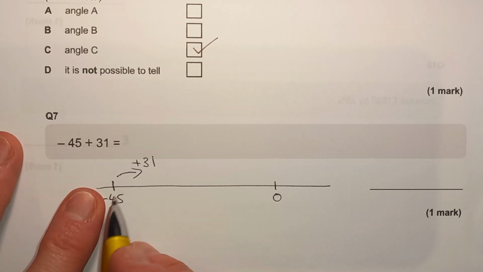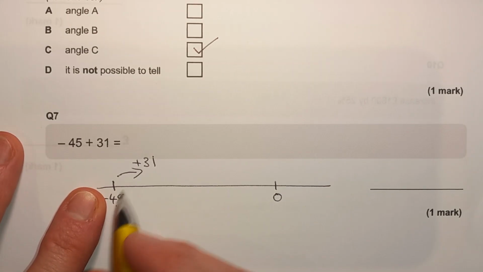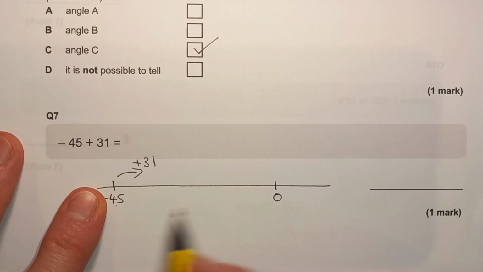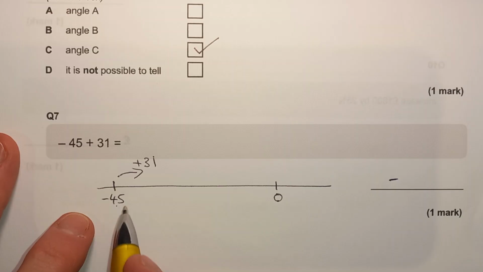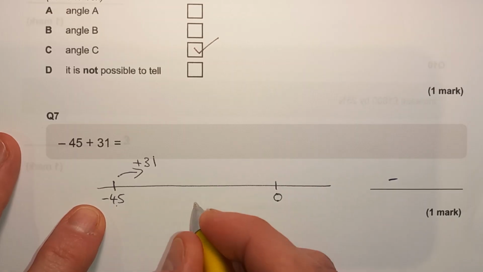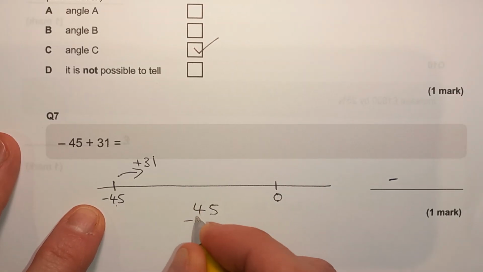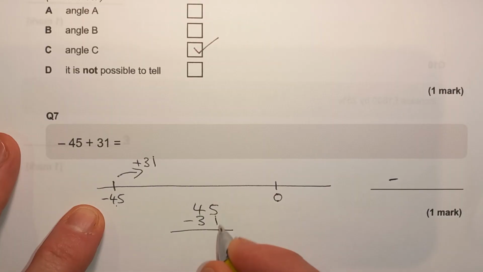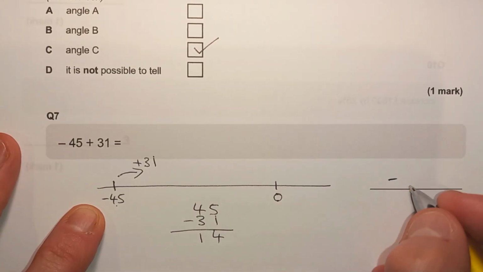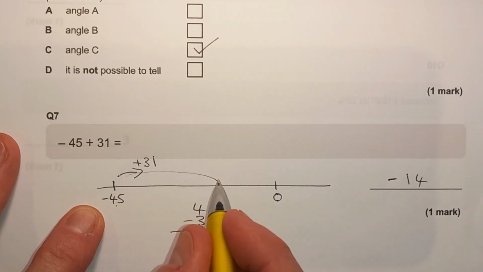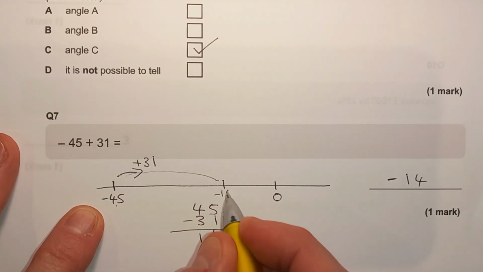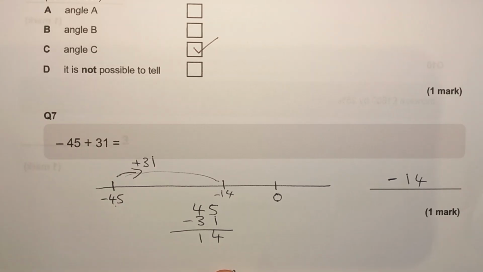But if we just think of the 45 bit, it's going to get smaller. Because 31 isn't going to be enough to take it all the way to 0. So it's still going to be a negative number, but it's just going to be less negative. So let's do 45 minus 31. 5 minus 1 is 4. 4 minus 3 is 1. So it's going to be minus 14. So if we add on 31, we'll get minus 14 up here.